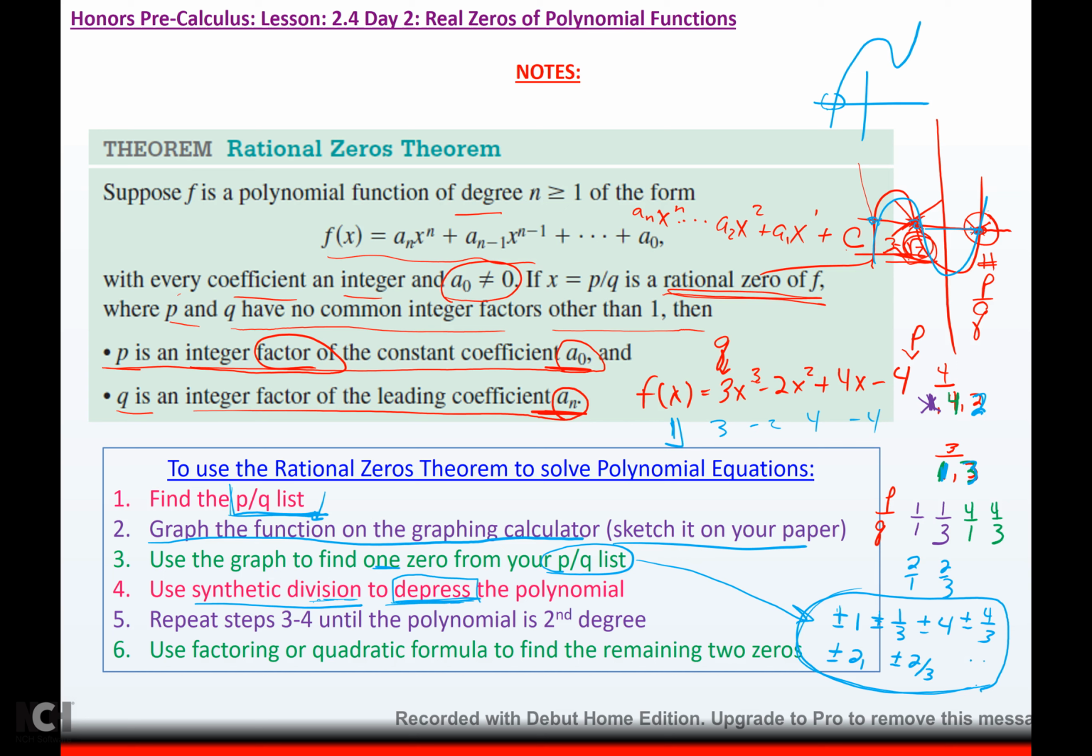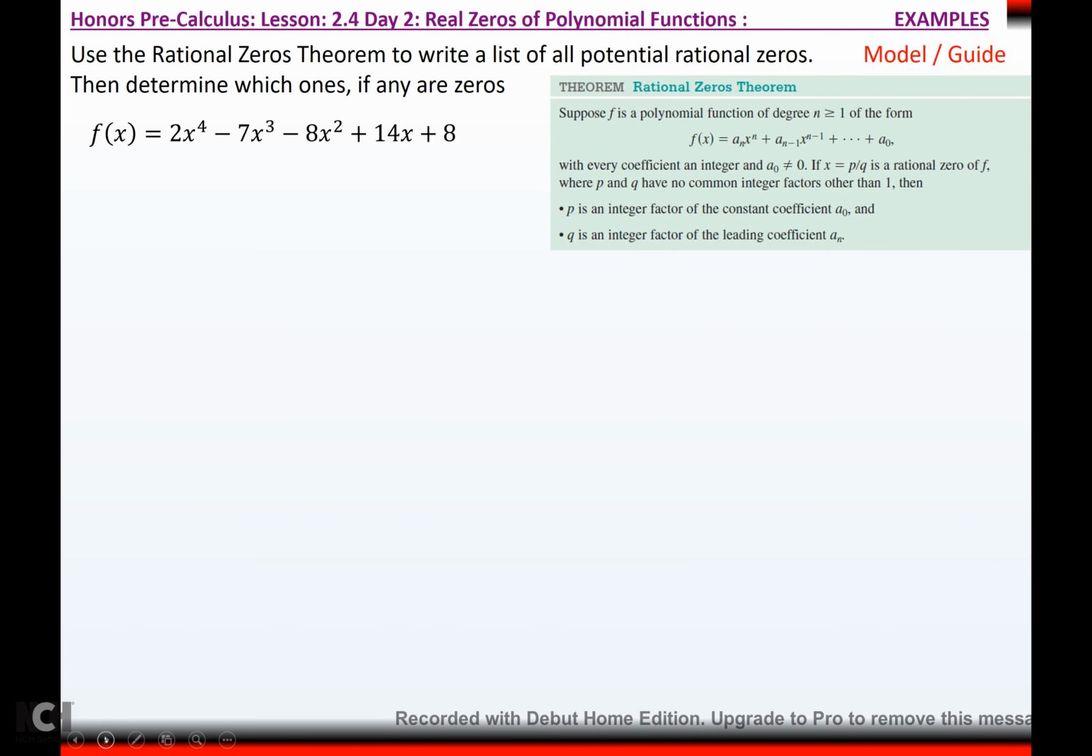We have to find enough zeros to divide by until our polynomial is a 2nd degree. Once it's a 2nd degree, then we can use our quadratic techniques. We can either use factoring or the quadratic formula to find the remaining zeros. Okay? So here we go. It says use the rational zeros theorem to write a list of all potential rational zeros. Then determine which ones, if any, are zeros.